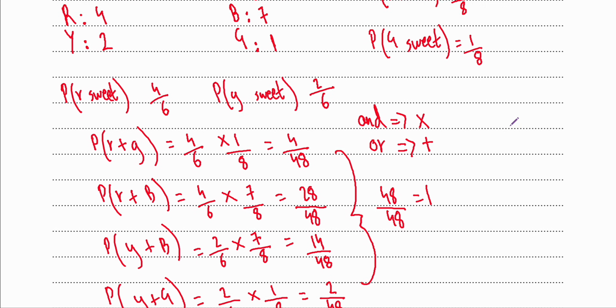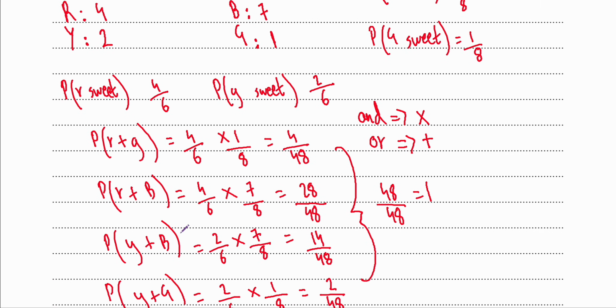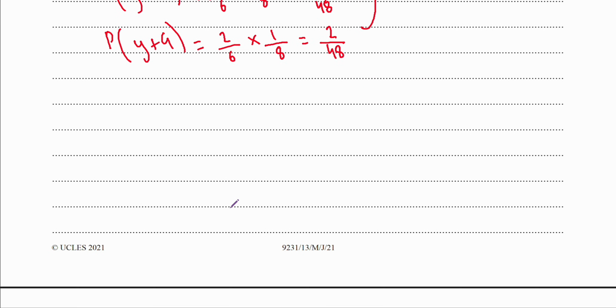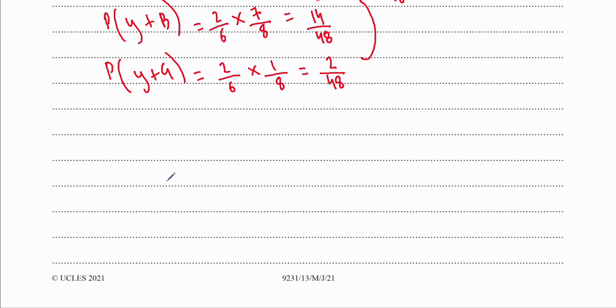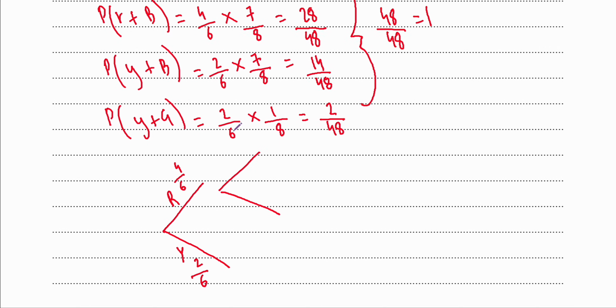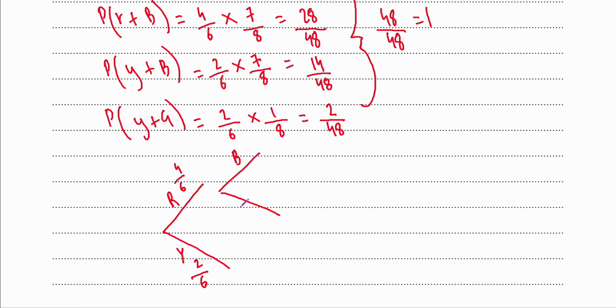So another way you can do this is to draw a tree diagram. If I drew a tree diagram for all of this, how would it look? So we have bag A first. Either in bag A you have red or you have yellow. The probability of a red is 4/6, and the probability of a yellow is 2/6. And then from the red sweet, now you can either pick a blue or a green sweet. And the probability of a blue sweet is, as we said, 7 over 8. So then that means that green is 1 over 8.